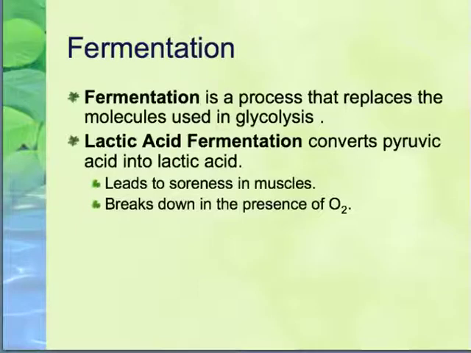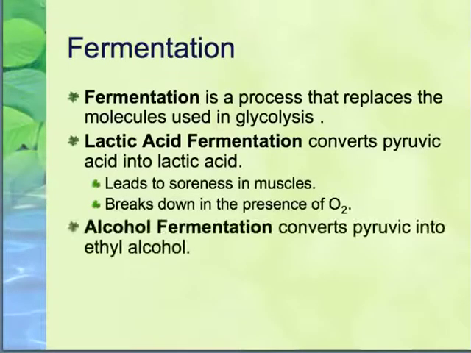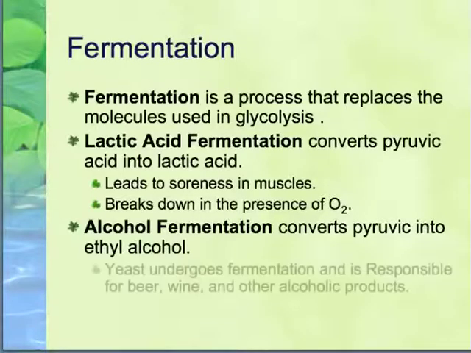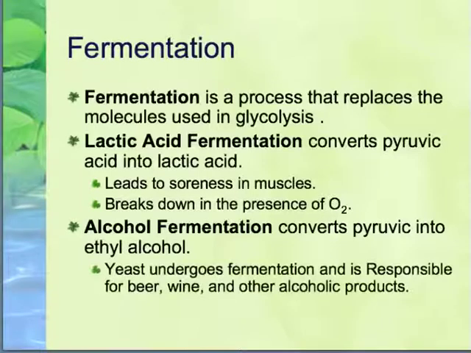in their muscles. The other type of fermentation is called alcohol fermentation. This converts pyruvic acid into ethyl alcohol, and of course this is the process used to produce beer, wine, and other alcohol products. Yeast is a common example of a type of cell or organism that undergoes alcohol fermentation. We're going to go ahead and pause here and let you get caught up.